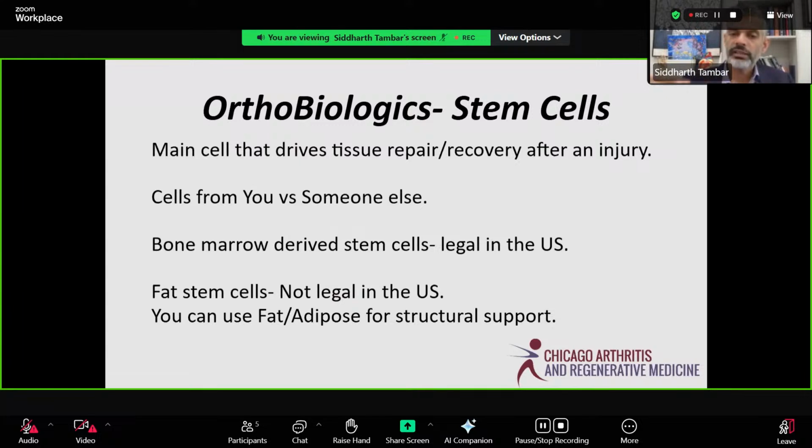Fat stem cells, because in order to isolate the cells from your own fat, you have to use an enzyme that the FDA does not think is safe in humans. Fat stem cells, specifically speaking, are not legal in the United States. You can, however, use fat and adipose for structural support, and do encourage that in people that have significant tendon or ligament injuries where that can be helpful.